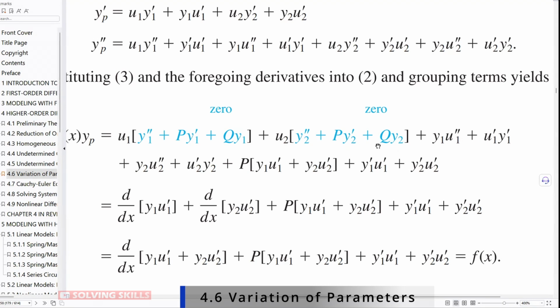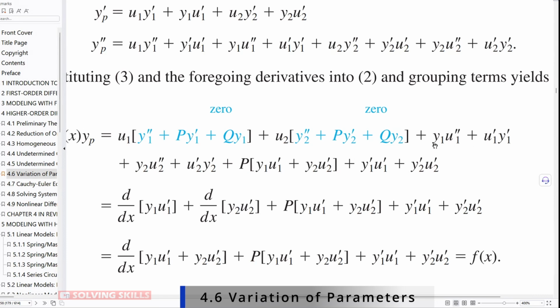We still have 8 terms. Before we go further, we see that whenever we substitute the complementary solutions y1 and y2 into the differential equation, we get 0, because the complementary solution is the solution to the homogeneous equation, and the homogeneous equation is 0 on the right hand side. So we can set all of this equal to 0, and we are only left with 8 terms.